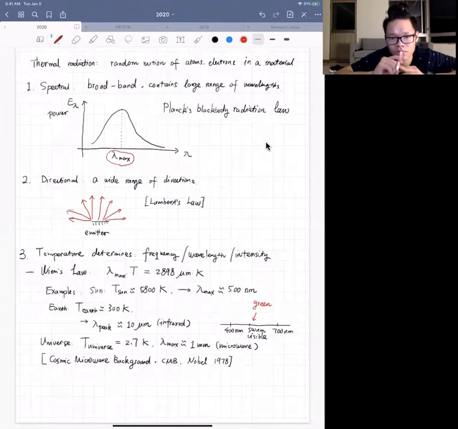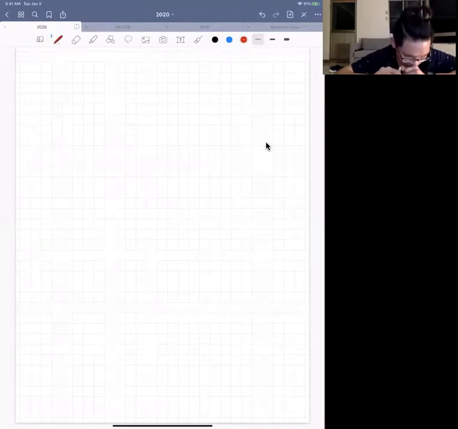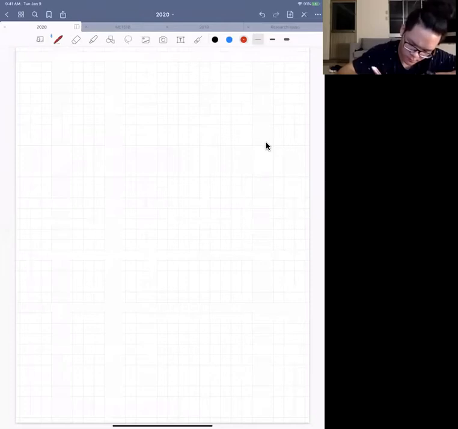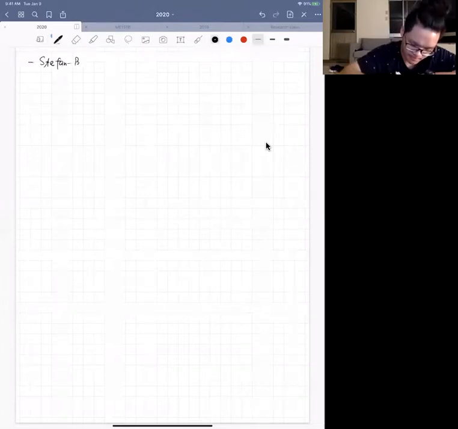Okay, this is Wien's law. This is one example of how temperature determines the wavelength or frequency of the radiation. It determines the peak wavelength, the wavelength of maximum radiation. Okay, a second law, very important, is the Stefan-Boltzmann law.